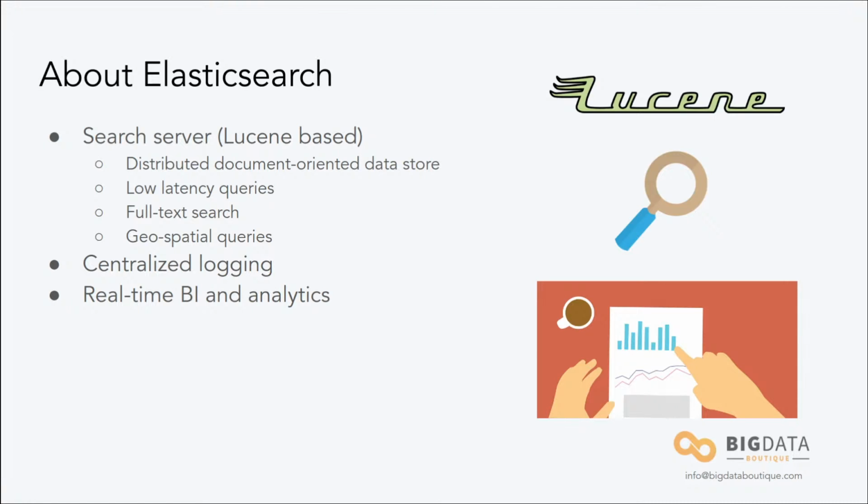Funny how things went, but today we estimate that most users, like 80%, are using Elasticsearch not for full-text search, but for centralized logging and real-time BI. So more on the aggregation and analytics side of use cases. But the origins of Elasticsearch are in the full-text search area, and that is what we're going to focus on today.